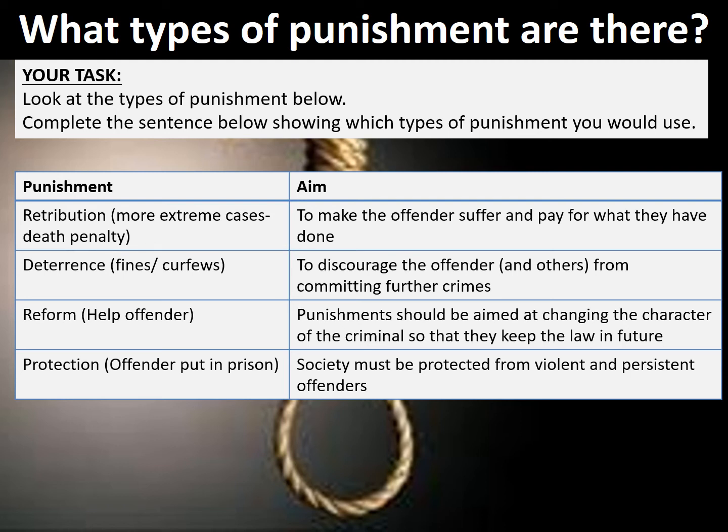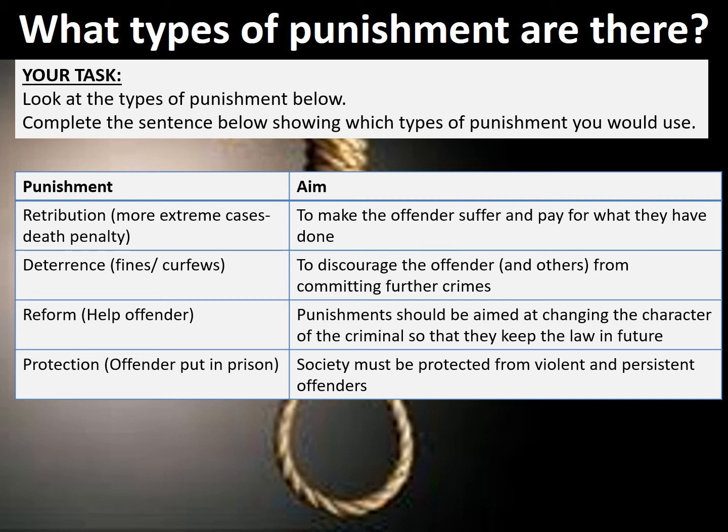Deterrence, so to deter someone, so that might be fines or, say, curfews to stop people being in a certain area at a certain time, and the main aim of that would be to discourage the offender and others from committing further crimes. So if you, for example, entered a certain area, you could be fined, so it's trying to deter people from committing that crime. Another type of punishment would be reform, so helping the offender. Punishment should be aimed at changing the character of the criminal so that they can keep the law in the future.